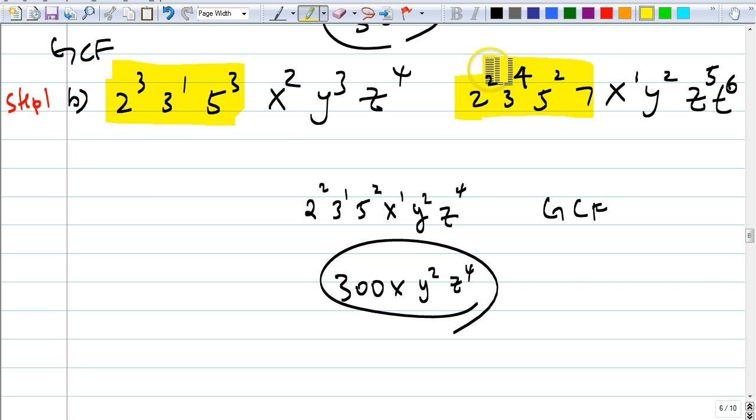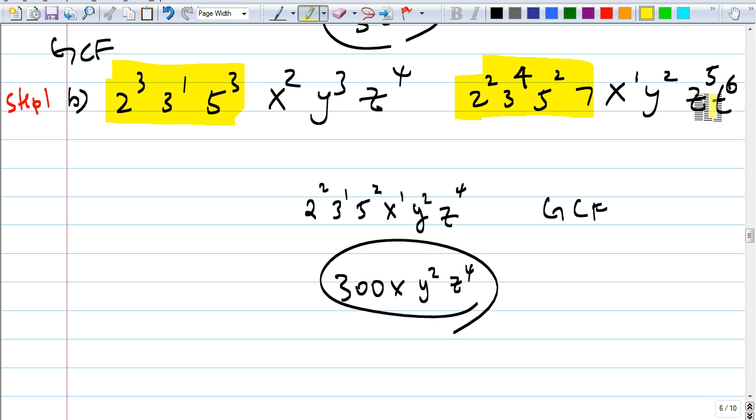First, because you have x to the 2nd, x to y to the 3rd or 5th? Third. I'm sorry, 3rd or 2nd? Oh, 2nd. Z to the 4th or z to the 5th? 4th, smaller exponent. What about t? That's not a common factor. So how many people got 300x y squared z to the 4th?